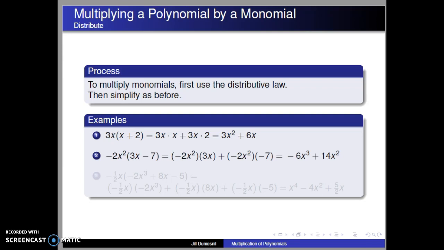To multiply a trinomial by a monomial, we use the same process. Distribute the monomial to each term. And then simplify as before.